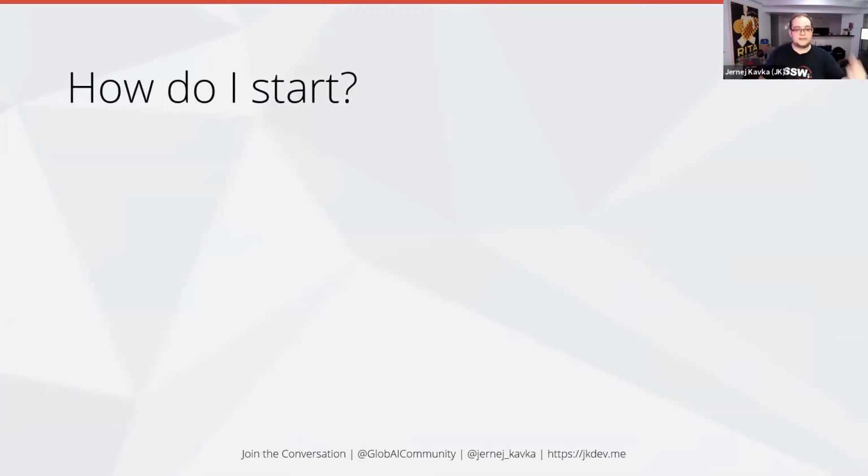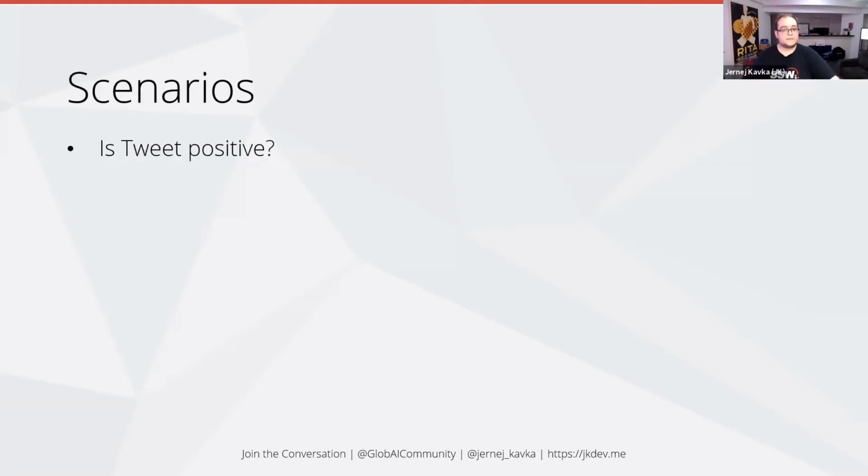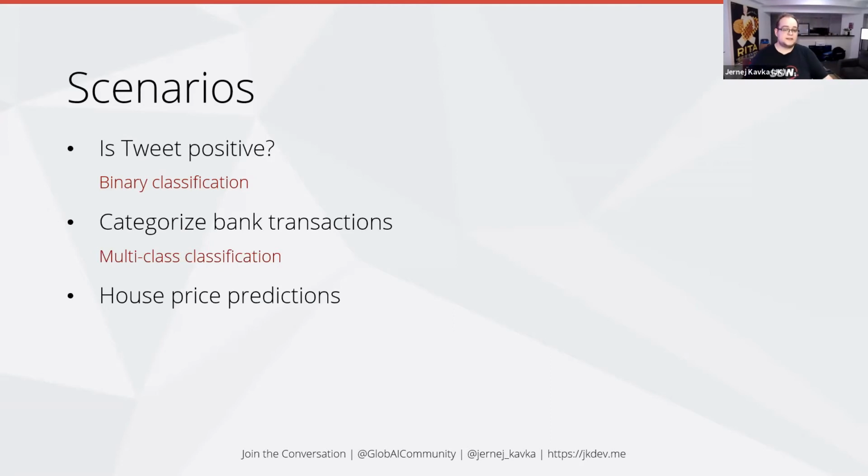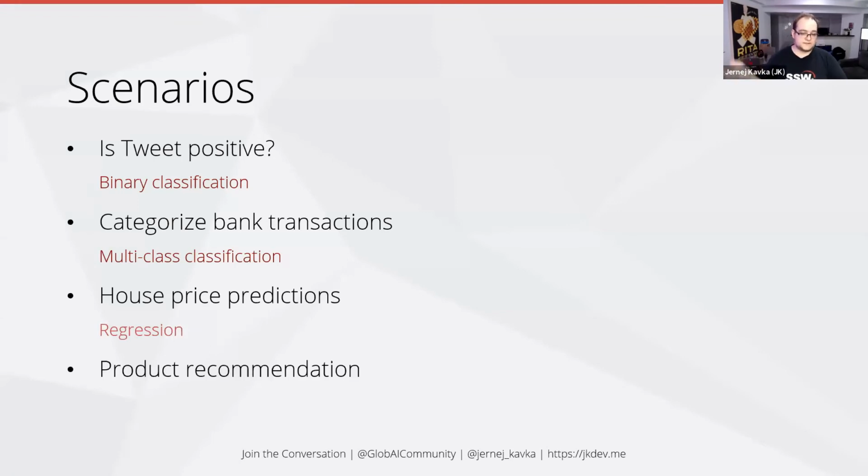Now, how do we start? You have seen that huge tree of machine learning. So how do I actually start? How do I even know where to look to get a machine learning project running? So you start with a scenario. What are scenarios? For instance, you want to figure out if a tweet is positive or not: you use binary classification. Trying to do bank categorization: you use multi-class classification. You're trying to predict house prices: you do regression, and so on and so forth. And for product recommendation, we do clustering.